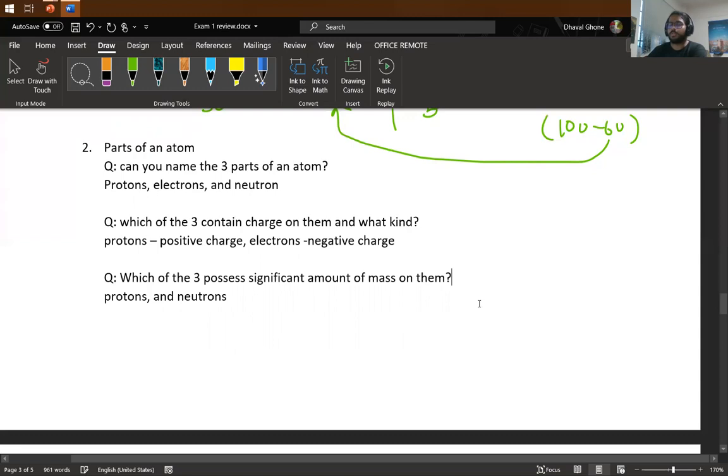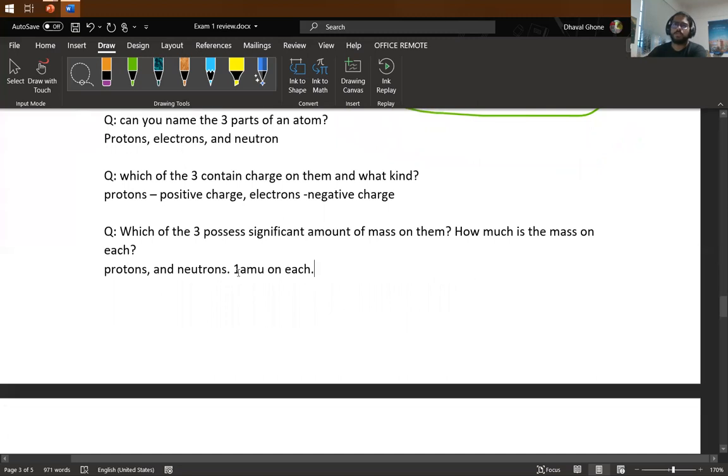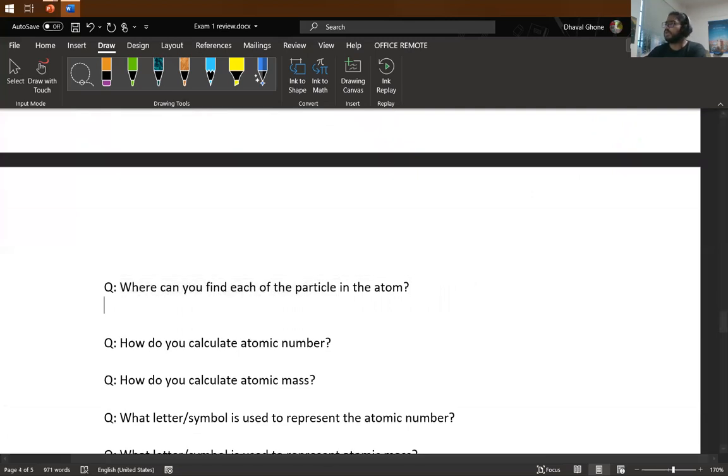I could ask a follow-up question for this. How much is the mass on each? And the answer to that would be 1 atomic mass unit, 1 AMU on each. Okay. People have found the weight of protons and neutrons in terms of kilograms as well. You don't have to know that, just know its unit mass for each. Moving on, where can you find each particle in the atom? And so I'm going to find the answers people said in the review, so I can reflect those too.